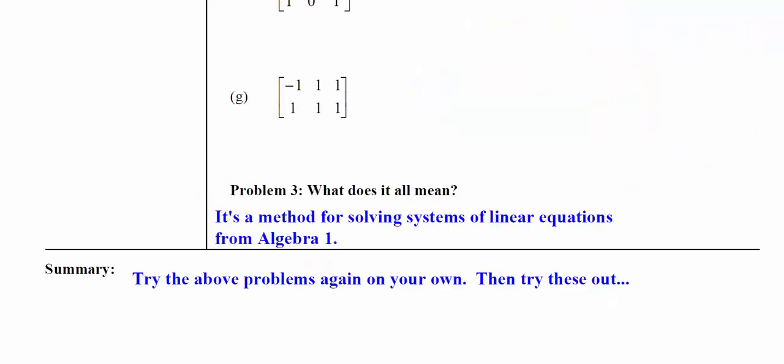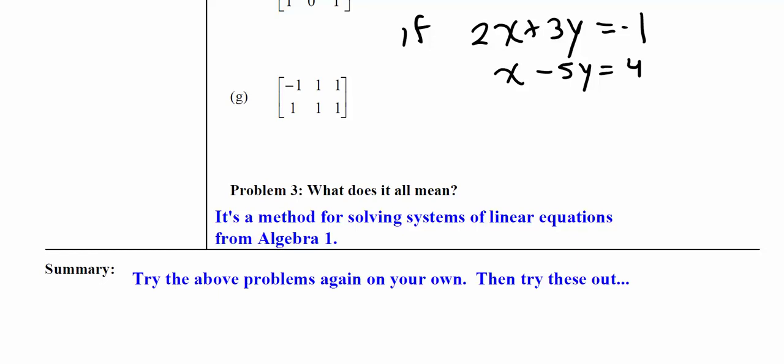What does it all mean? Remember in Algebra 1 this system of equations and how they taught you to solve it one of 3 different ways: elimination, substitution, or graphing, everyone's favorite. Well, we propose to you that what we've been doing with reduced row echelon form is another method for solving systems of linear equations from Algebra 1. So technically we've been doing Algebra 1 all this time, even though it looks really difficult.